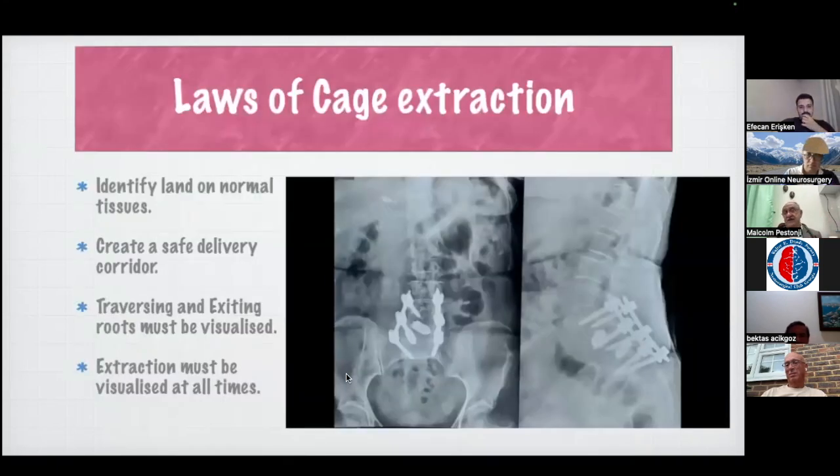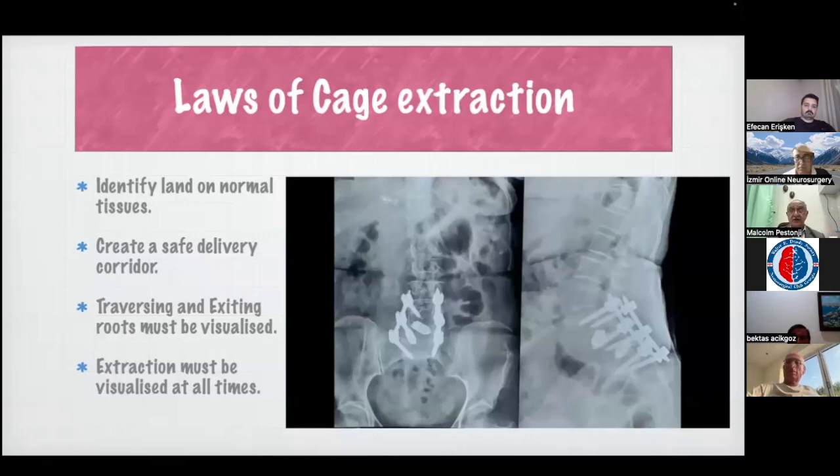The laws of cage attraction, I've kept it in pink. It should be actually laws of attraction. Here you've written laws of cage extraction. You must identify and land on normal tissue. You must create a safe delivery corridor. Traversing, exiting route must be visualized. Extraction must be visualized at all times because you don't know what is in that damn hole in the cage. Is there a hard fibrous band? Is that band communicating? Is it joined with the root from below? You suddenly pull it and you have a root tearing out. Don't want all that.